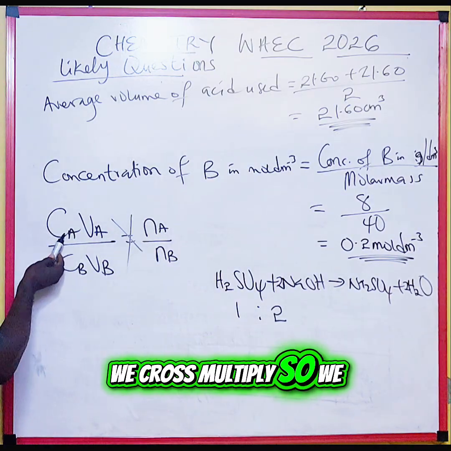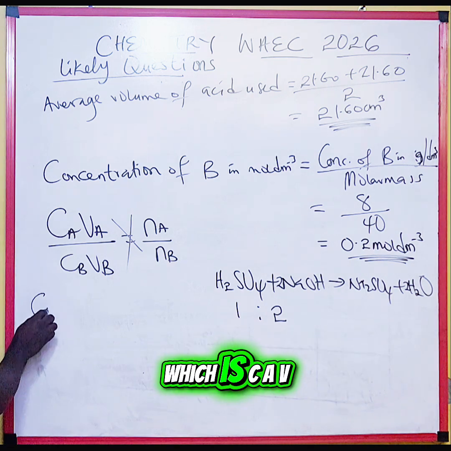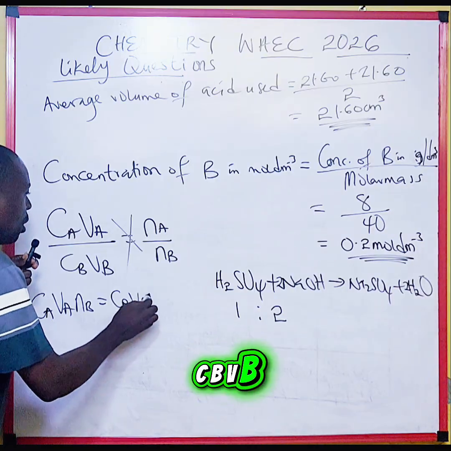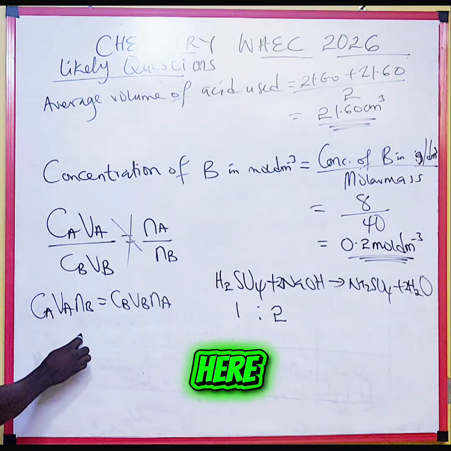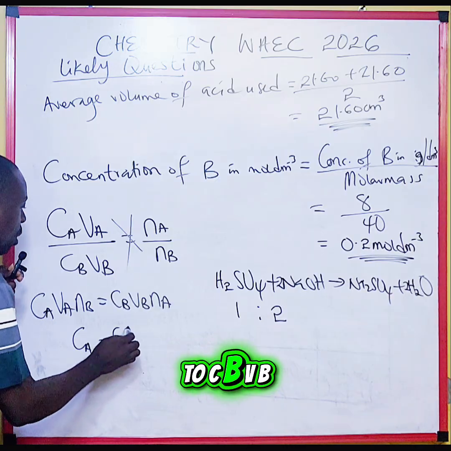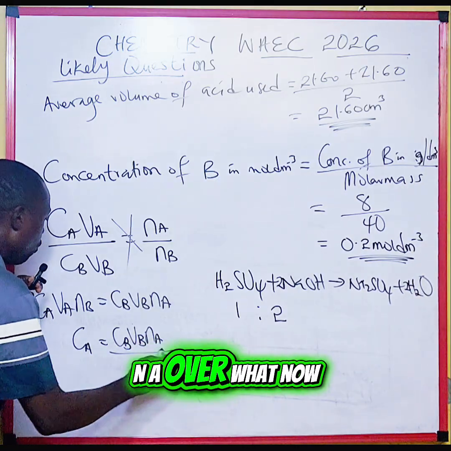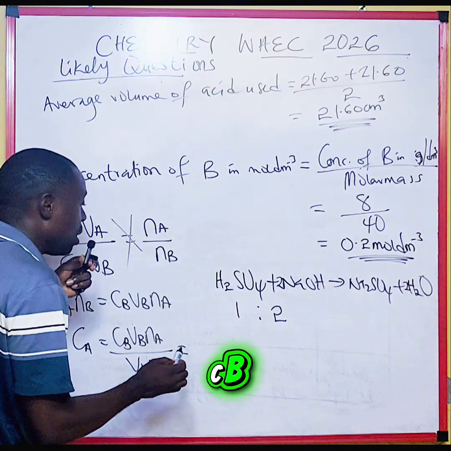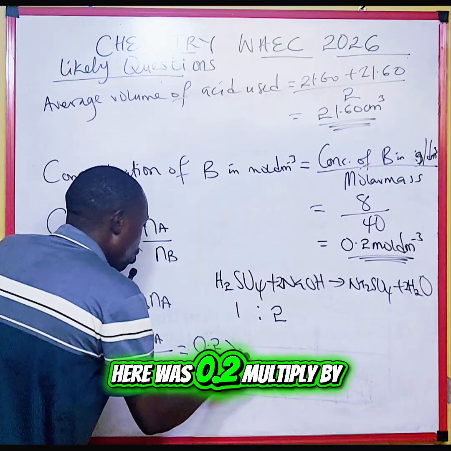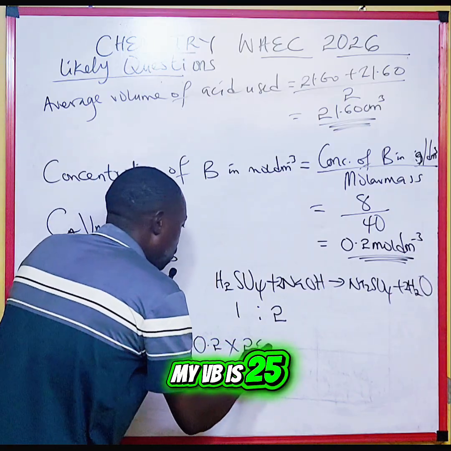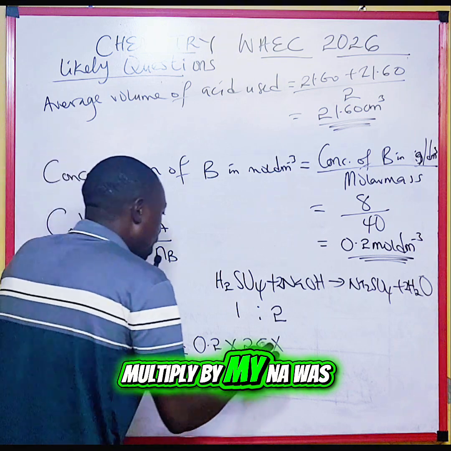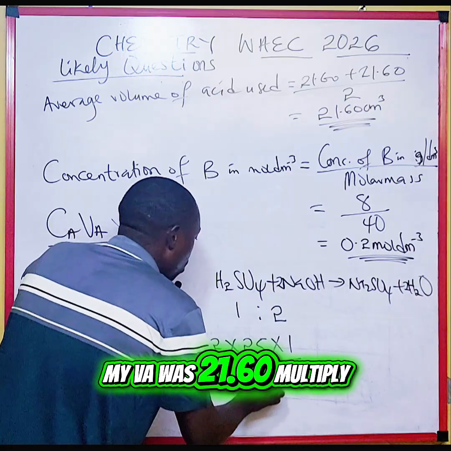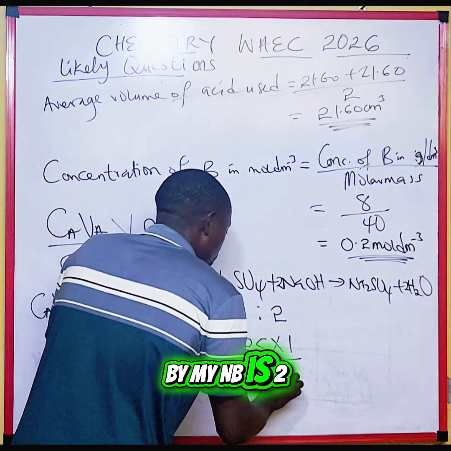Now, what do we do? We cross multiply, so we can make CA the subject of the formula, which is CAVANB is equal to CBVBNA. I'm looking for CA here. CA will be equal to CBVBNA over VANB. What's my CB? My CB here was 0.2 multiplied by my VB, 25, multiplied by my NA, which was 1, all over my VA, which was 21.60, multiplied by my NB, which is 2.